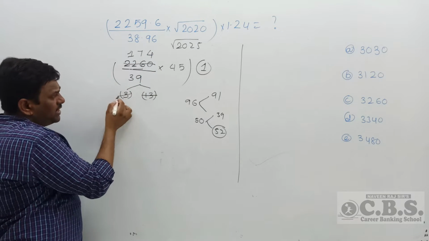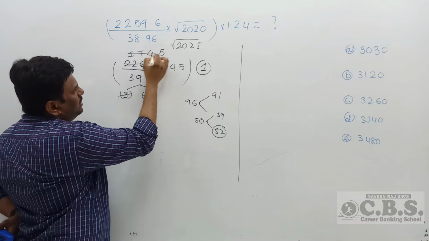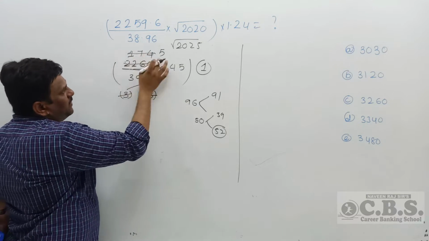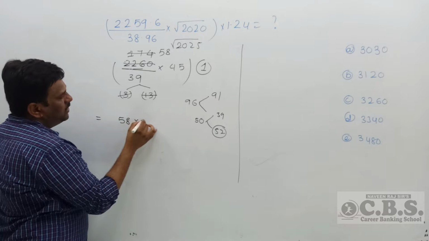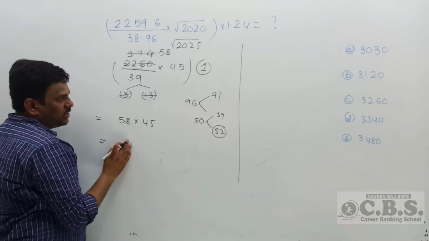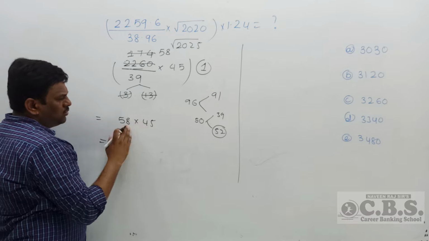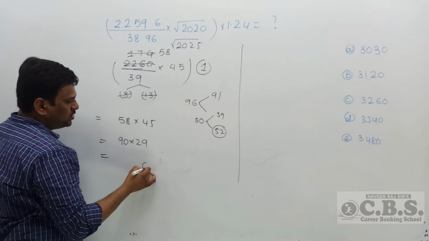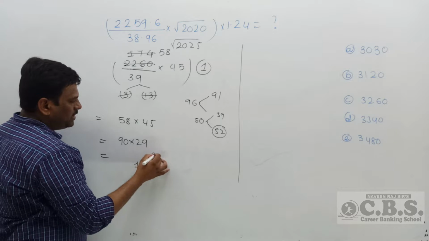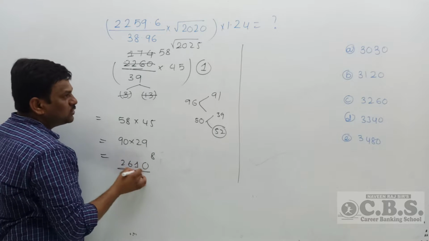So next you can approximate: 3 5s are 15, 3 8s are 24. Okay, so 58 into 45. So this is an answer, you get an approximate. Okay, you can do double of 45, 90. When to double? Off of this one. You can easily calculate: 9 9s are 81, carry 8, 9 2s are 18, so 2610.